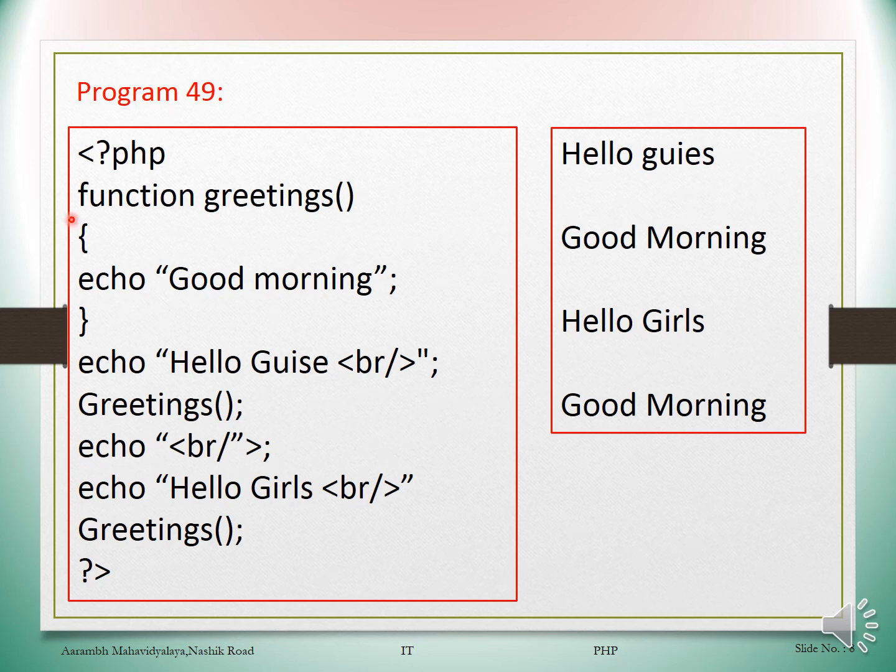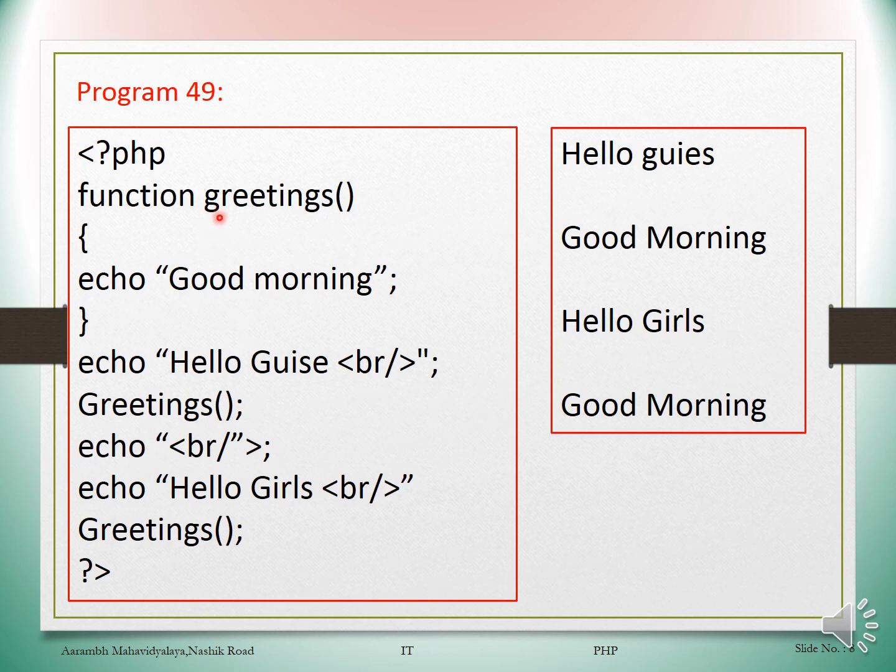Here PHP is declared. Then we have used the function greetings. Our function name is greetings with round brackets, opening and closing. Then we have opened the function by using the curly opening bracket. Then the statement is provided: echo good morning. Then we have ended the statement. Then again we used an echo statement with hello guys. Then provided the break. Then again we call the greetings function.